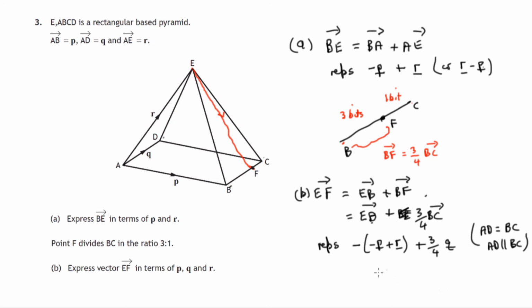So I think we've got there. We just need to simplify this a little bit. Negative of negative P is positive P. Negative of positive R is negative R. And we're adding 3/4 of Q to that. So that's a healthy expression for EF in terms of P, Q and R. We could do different orders, it doesn't matter. P plus 3/4 Q minus R would be perfectly acceptable, so long as it's positive 1P, negative 1R and positive 3/4 Q in some order.